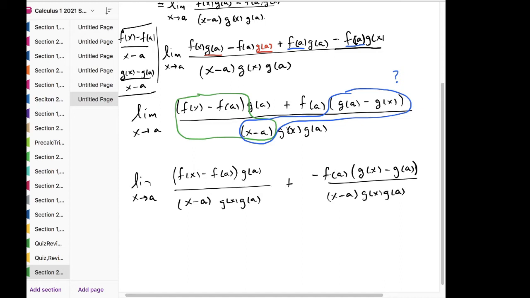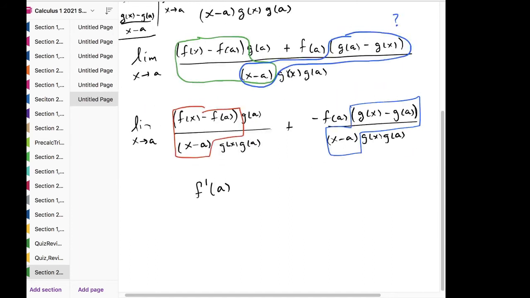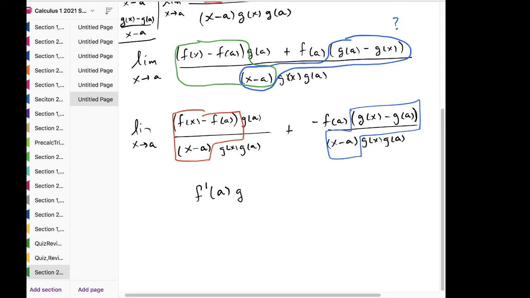So now if I take the limit of both of these, this is the derivative of f, and this is the derivative of g. So we get f prime of a, g of a, and since these are the same denominator, let's bring them back. Then minus f of a, g prime of a.